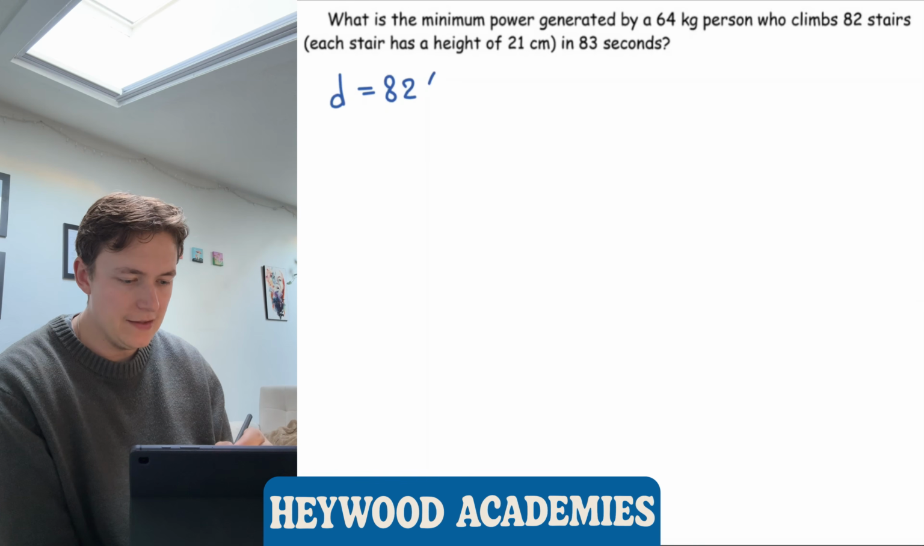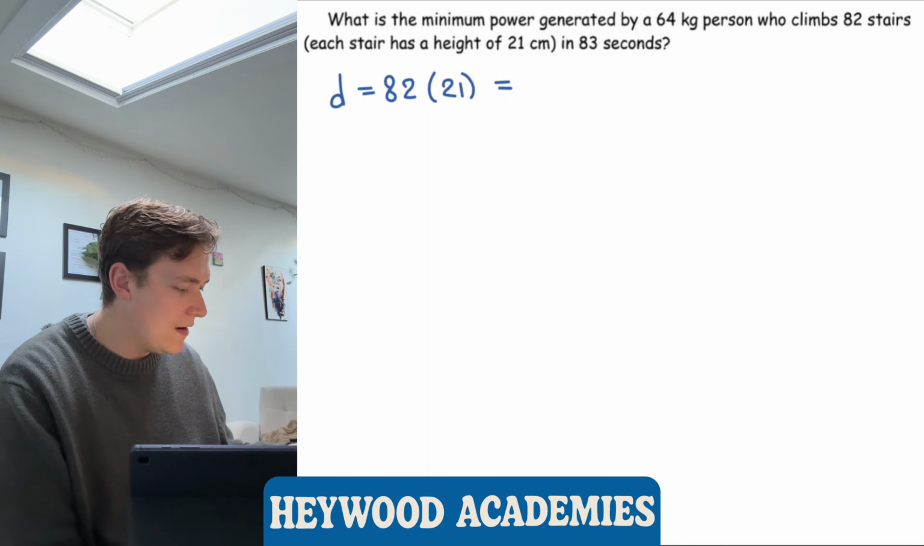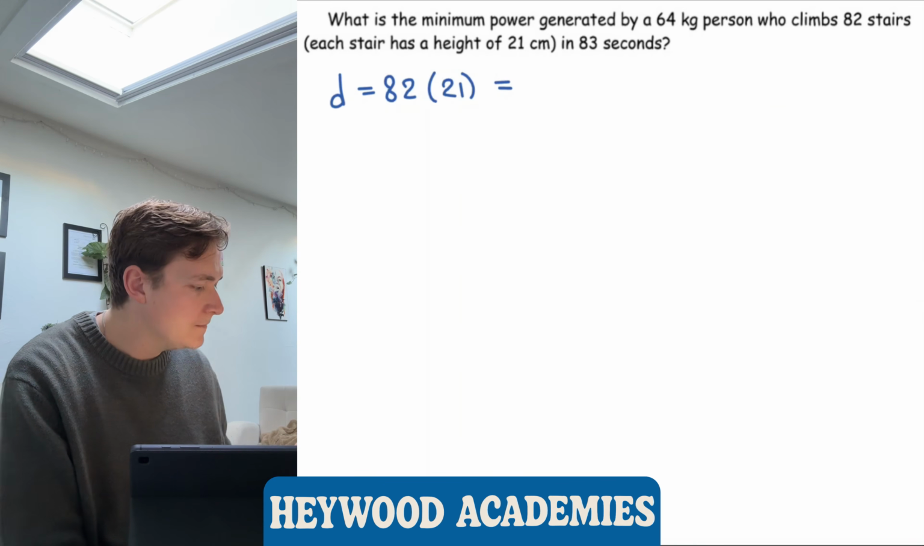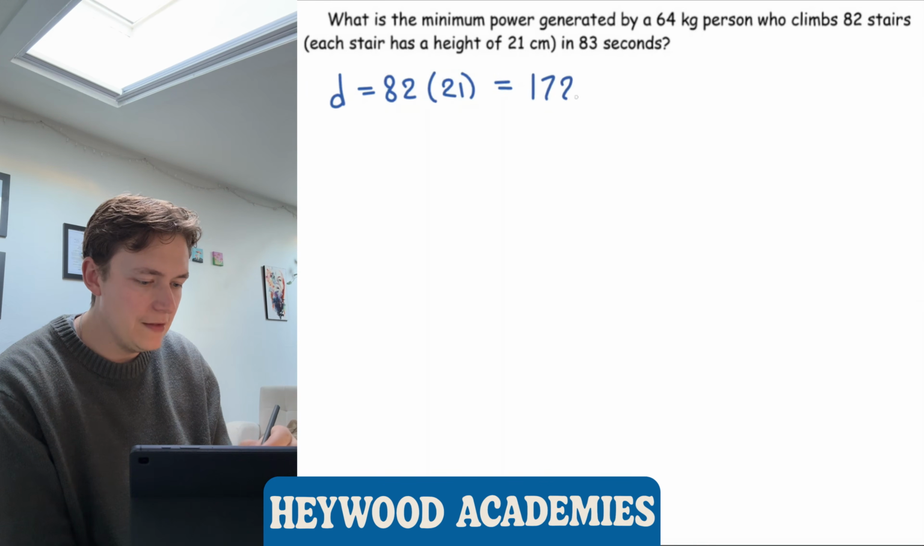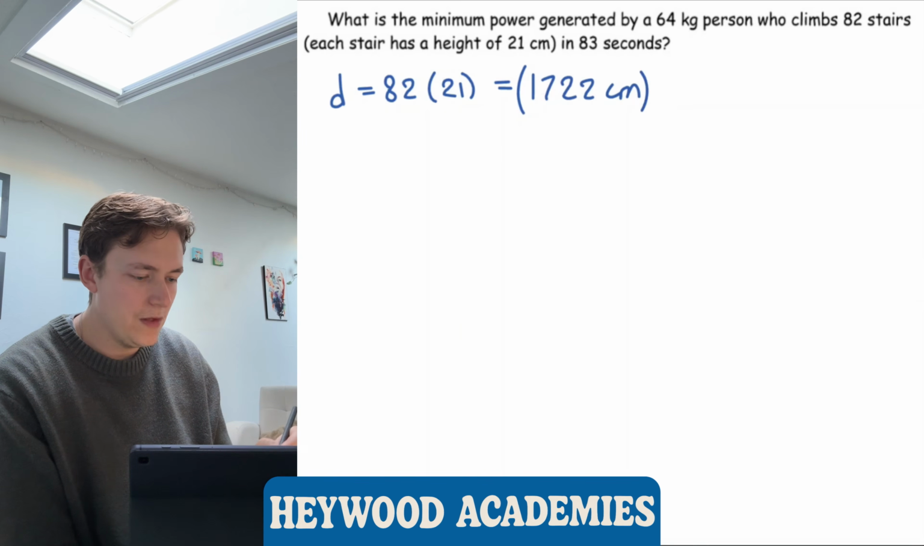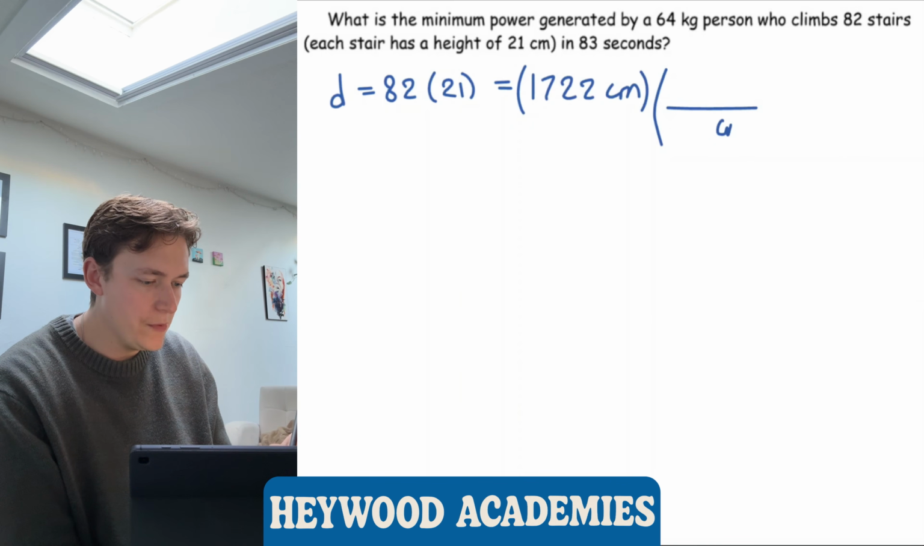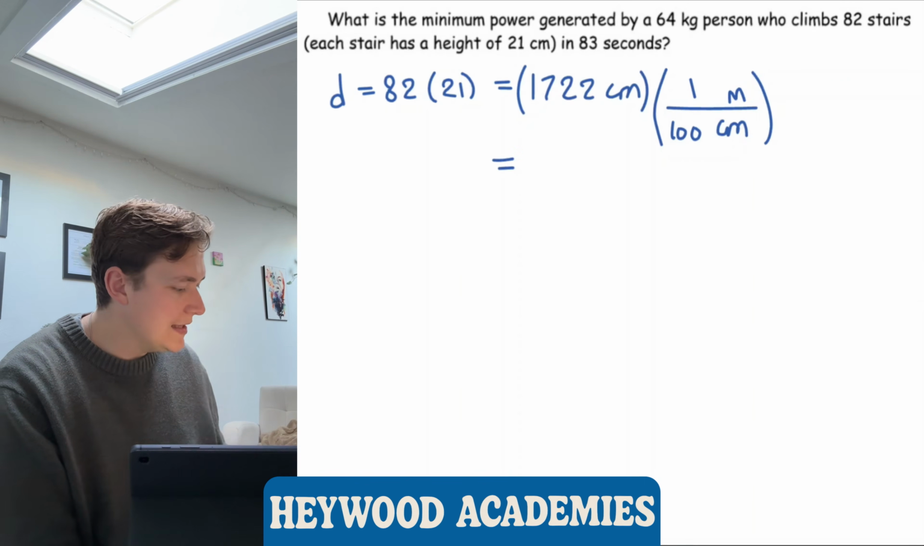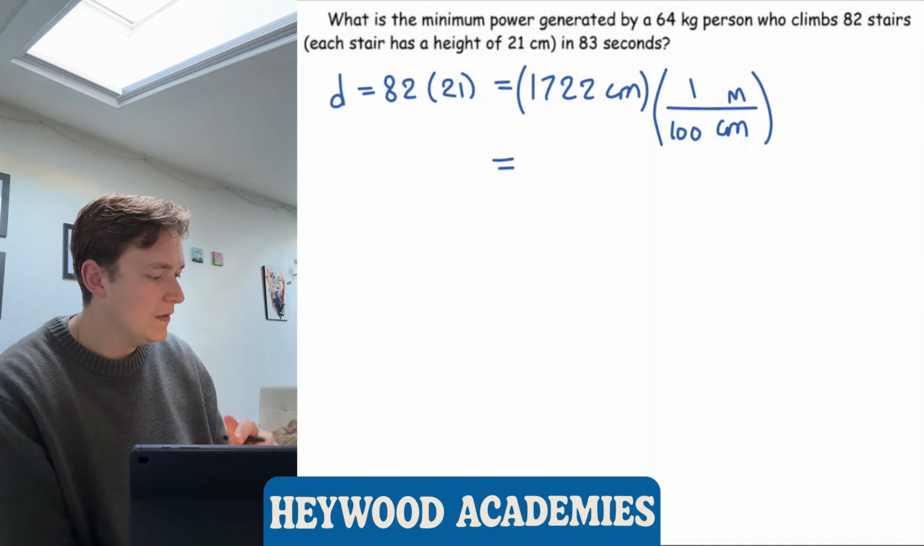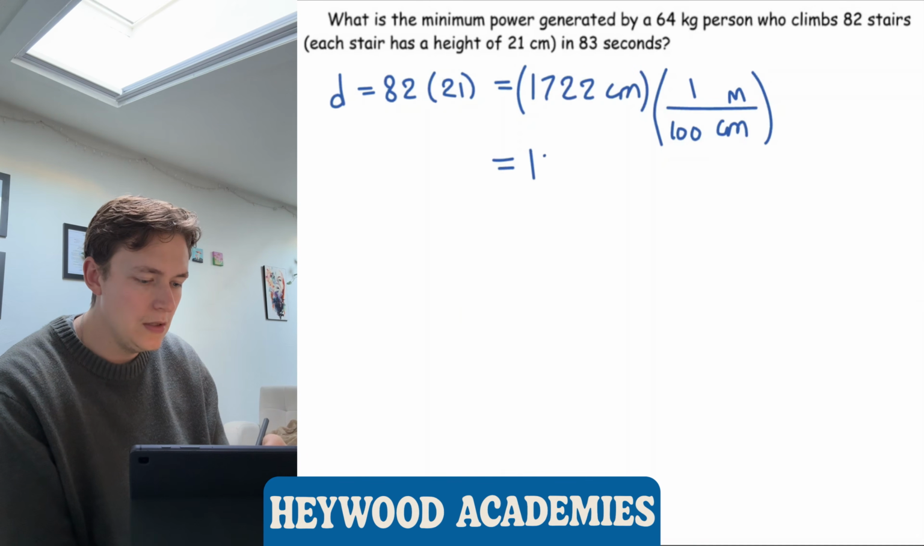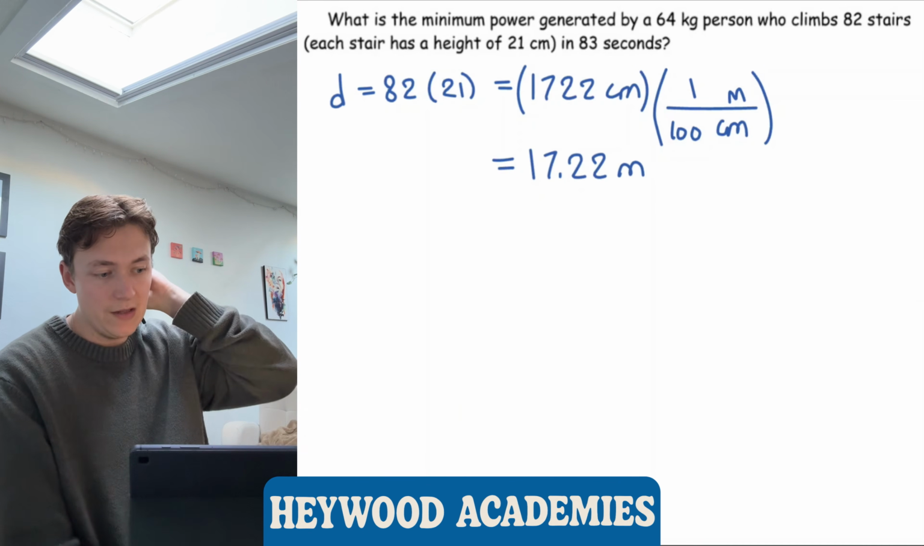So we got 82 stairs and 21 centimeters. So let's go and multiply those two together just to figure out how high we're actually climbing. That gives us 1722 centimeters. Now we're going to want this in meters for our calculations to work out properly. So we can get rid of the centimeters, convert to meters. 1 meter is 100 centimeters. So if we take that number and divide it by 100, that'll give us 17.22 meters. Okay, so that's the height that we climb.